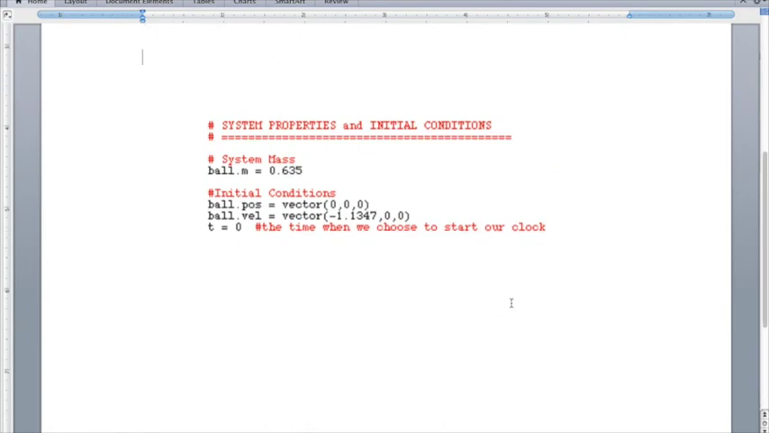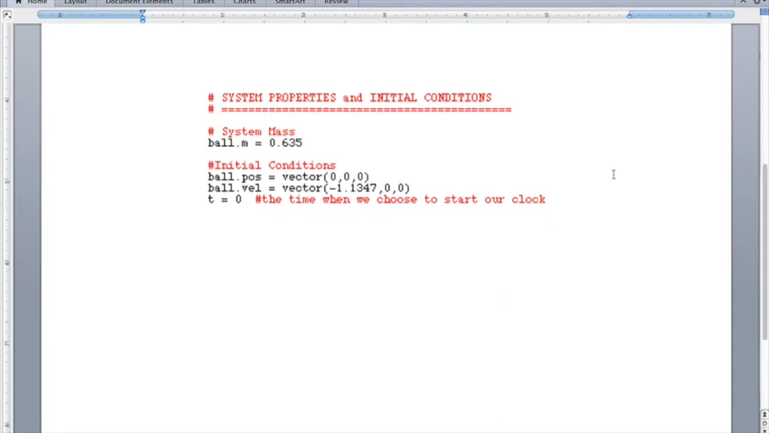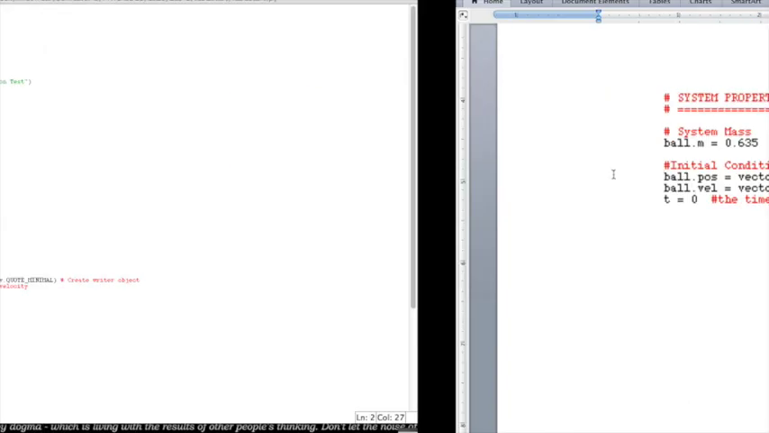The initial properties for my system are the mass, which is 0.635 kilograms, but keep in mind that this does not matter because our net force is 0. Our position is set at 0, or the origin. Velocity of our ball is set to be negative 1.1347 meters a second for the x-axis, which means that it's going 1.1347 meters a second in the negative x direction. Our t is equal to 0, which is where we start our clock.